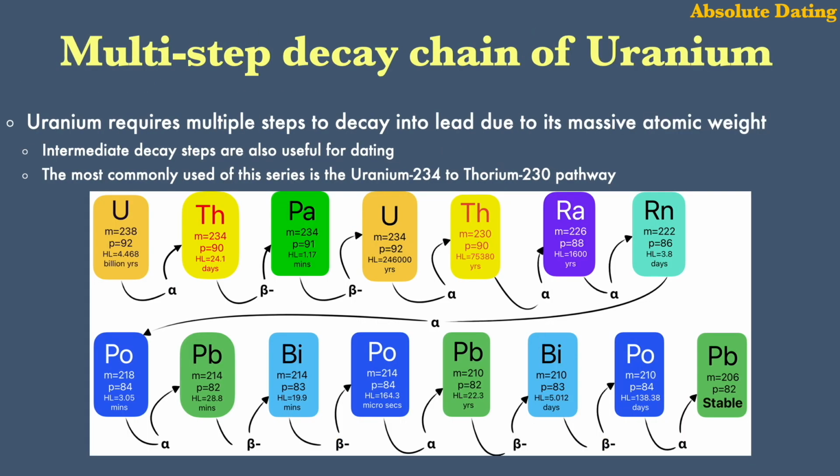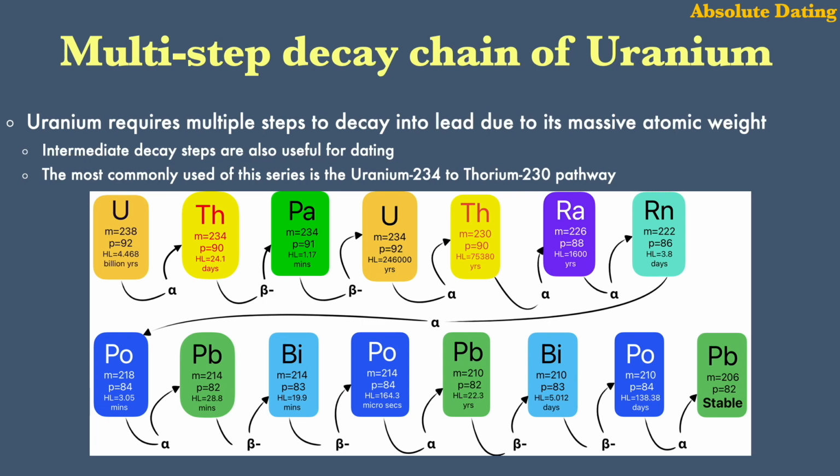Multi-step decay chain of uranium. Uranium-238 emits alpha particles and decays into thorium-234. Thorium-234 is also a radioactive element. It emits a beta-minus particle and decays into protactinium. Protactinium decays into uranium-234 after emitting a beta-minus particle again. This uranium isotope is once again radioactive.